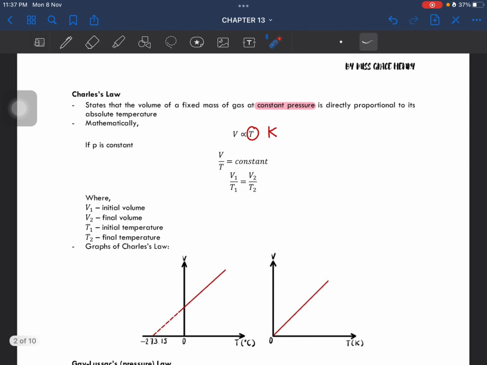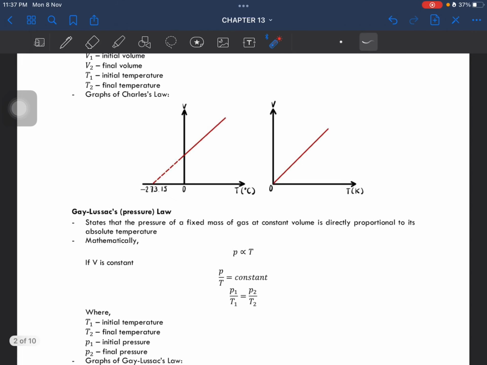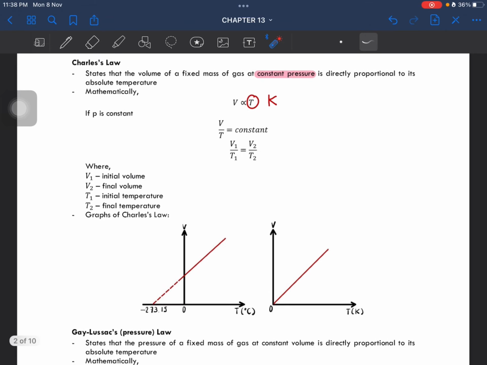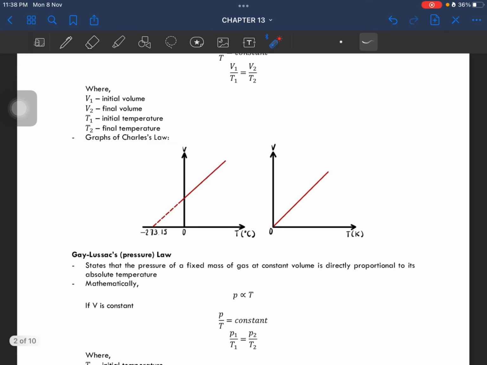And then these are the graphs of Charles' law. This is basically telling us that the pressure will be constant as it goes through different values of volume and temperature.